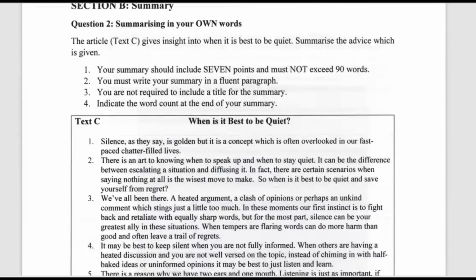The summary says, the article gives insight into when it is best to be quiet. So now it says, summarize the advice which is given. Your summary should include 7 points and must not exceed 90 words. All right, silence, as they say, is golden, but it is a concept which is overlooked in our fast-paced chatter lives. I believe that is an introductory statement, which means we don't have a point there.